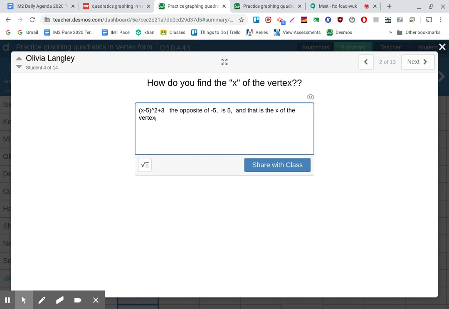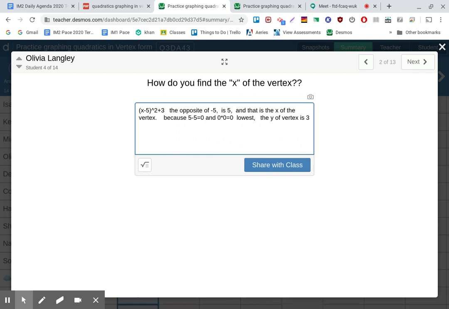So I give myself an example, right? And why is that the x of the vertex? Because 5 minus 5 would equal 0, and 0 squared, 0 times 0, is still what? 0. And that's the lowest point. Okay. Now the y of the vertex is 3 for my example, because the 3 did not get affected by the 5 minus 5 squared. So 3 is still there.